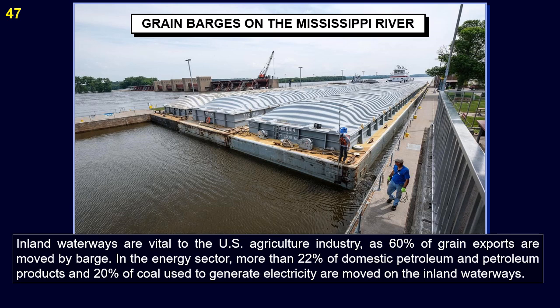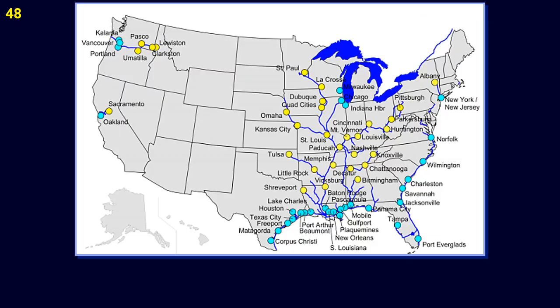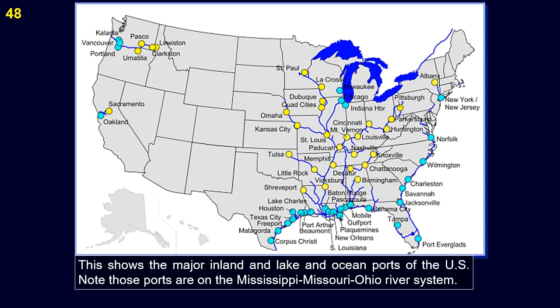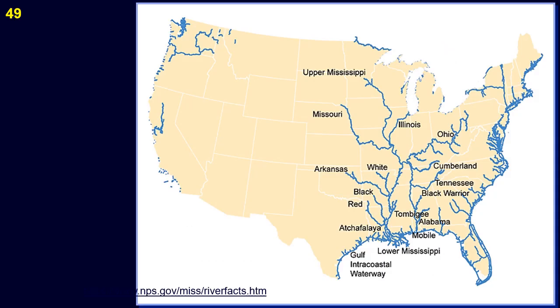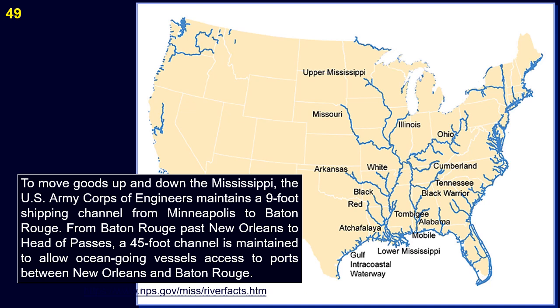the inland waterways. This shows the major inland and lake and ocean ports of the U.S. Note these ports are on the Mississippi-Missouri-Ohio River system. To move goods up and down the Mississippi, the U.S. Army Corps of Engineers maintains a 9-foot shipping channel from Minneapolis to Baton Rouge. From Baton Rouge past New Orleans to Head of Passes, a 45-foot channel is maintained to allow ocean-going vessels access to ports between New Orleans and Baton Rouge.